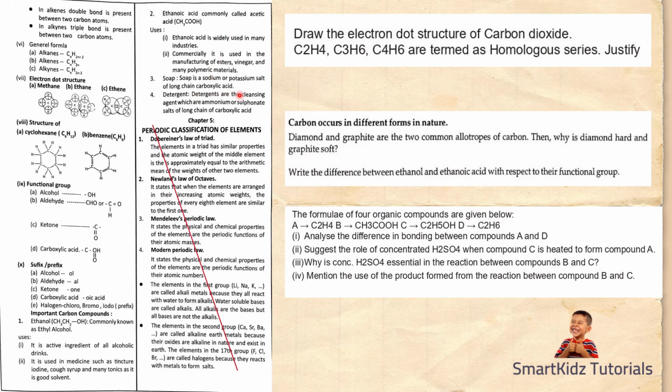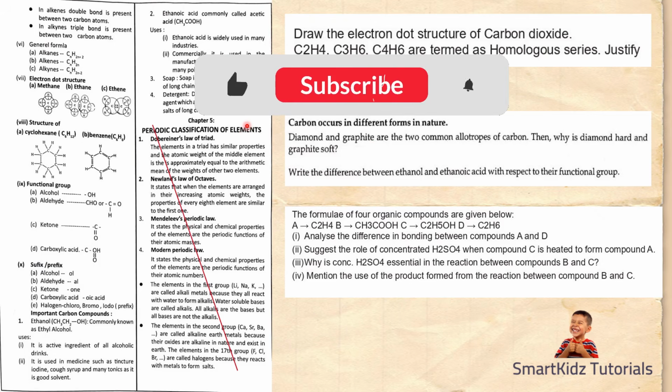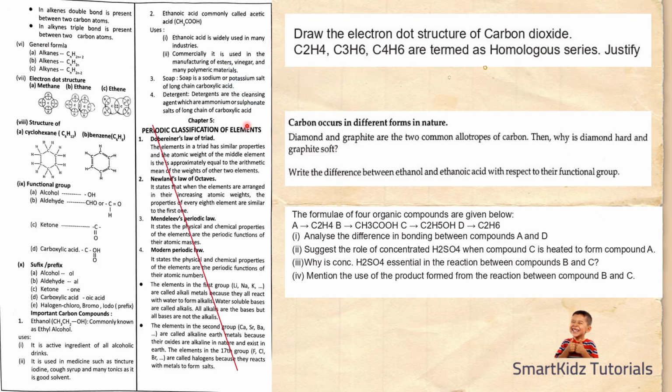Soap is the sodium or potassium salt of long chain carboxylic acid. Detergents are the cleansing agent, the ammonium or sulfonate salts of long chain carboxylic acid. Something that is not given over here, which I would like you to go through, is the homologous series. You should know what a homologous series is, an example of it. They usually differ by a CH2 unit and so forth.